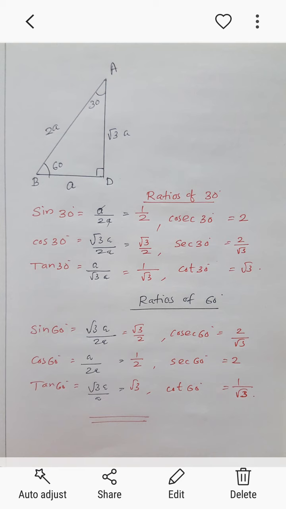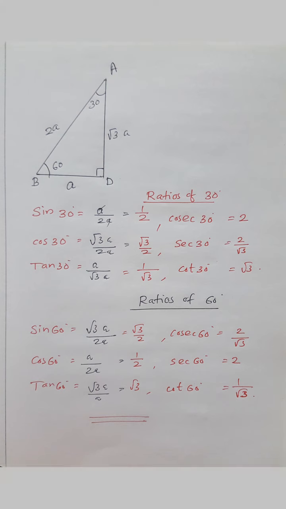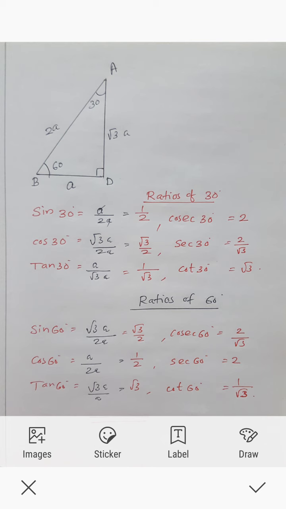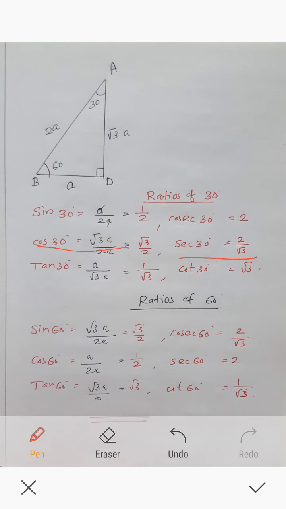Okay, so we studied the trigonometric ratios of 30 degree and 60 degree also. Sine 30 is 1 by 2, cosec 30 is 2, cos 30 is root 3 by 2, sec 30 is 2 by root 3, tan 30 is 1 by root 3, cot 30 is root 3.